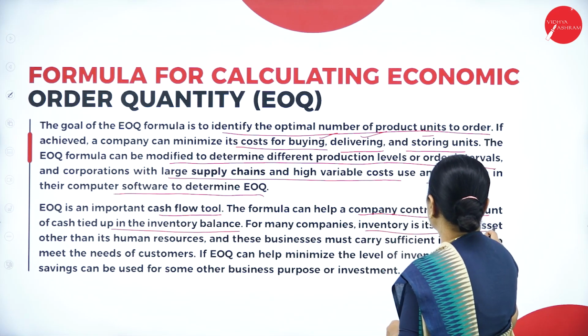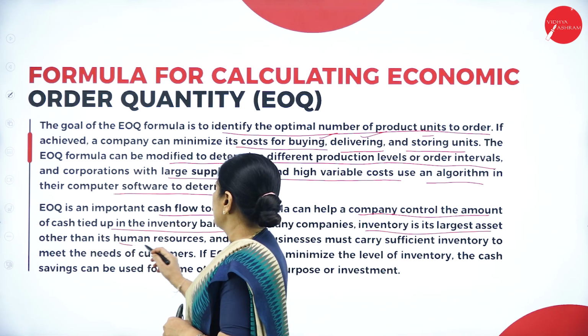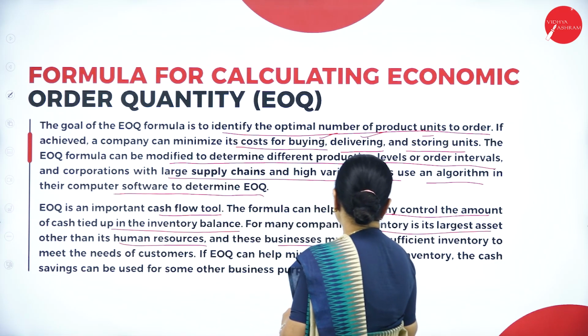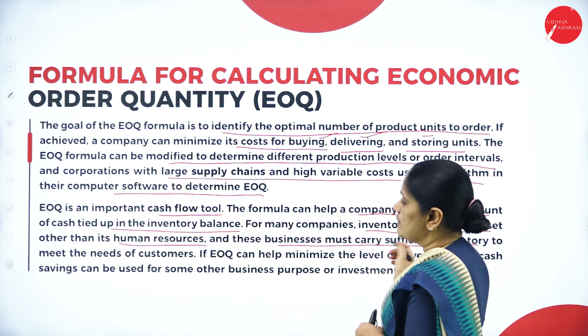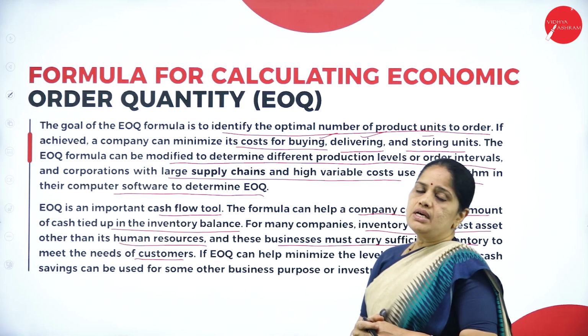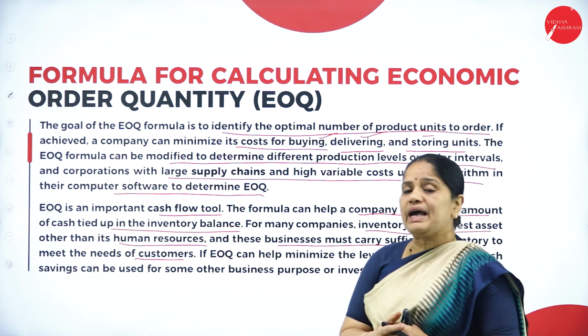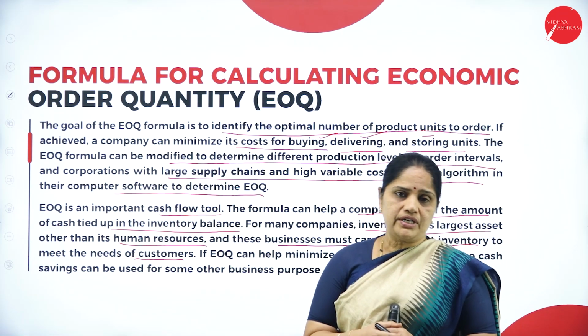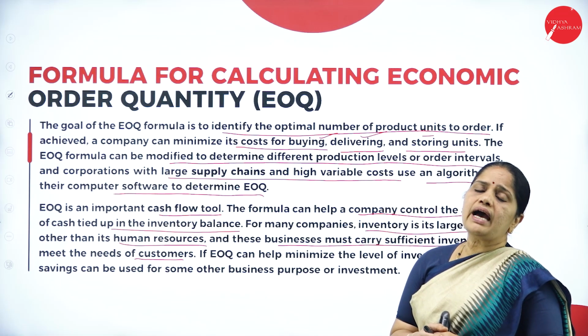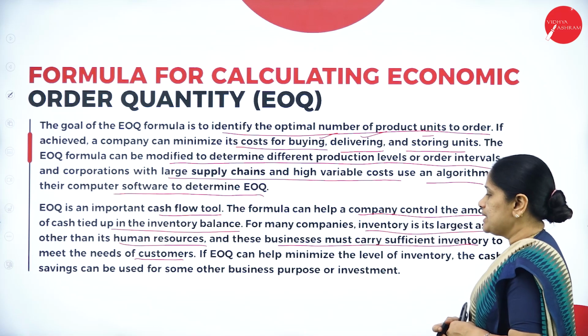For many companies, inventory is the largest asset other than its human resources, and these businesses must carry sufficient inventory to meet the needs of the customers. So after human resources, the next biggest asset held by any company is the inventory, and they should have sufficient inventory in order to meet the customer's demand.